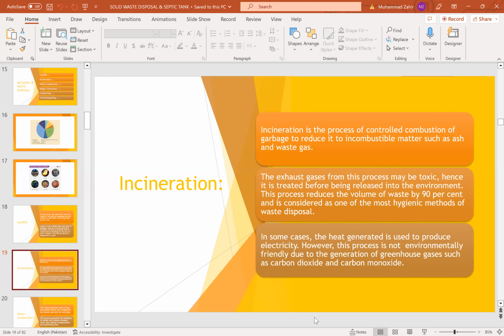Incineration is a process of controlled combustion of garbage to reduce it to incombustible matter such as ash and waste gas. The exhaust gases from this process may be toxic, hence it is treated before being released into the environment. This process reduces the volume of waste by 90% and is considered one of the most hygienic methods of waste disposal. In some cases, the heat generated is used to produce electricity. However, this process is not environmentally friendly due to generation of greenhouse gases such as carbon dioxide and carbon monoxide.